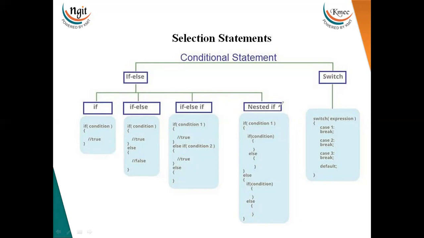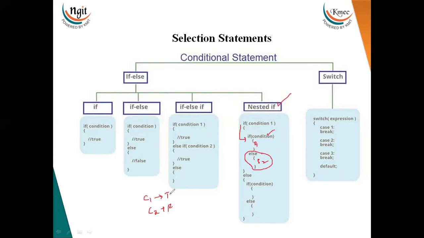Nested if means if within if, that is called a nested if. If the first condition is true, then we check another condition. If that is true, then we execute statement 1. Here condition 1 is true, but condition 2 is false. What will happen? In this case, we execute statement 2, which belongs to this else block.